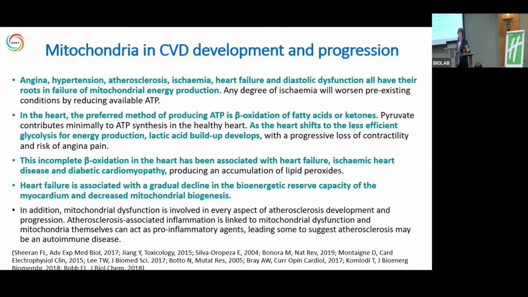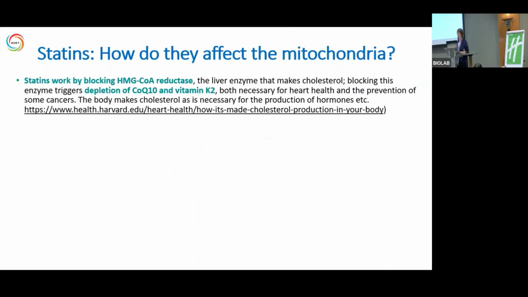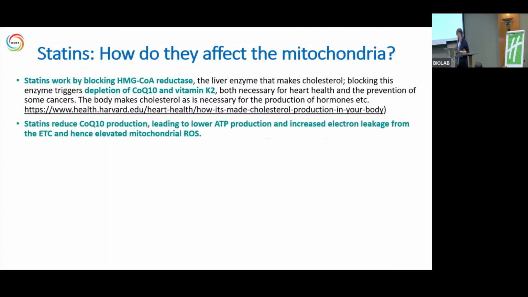I said when we talked about what can damage the mitochondria that I was going to deal with statins. Now, this is my moment. Here we go. Statins work by blocking HMG-CoA reductase, and that means that production of CoQ10 is also blocked. This leads to lower ATP production because, of course, CoQ10 is the electron acceptor in complex 1 and complex 2, increased electron leakage from the electron transport chain, and consequently increased free radical production.